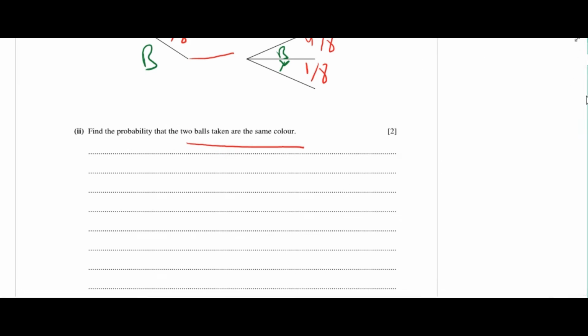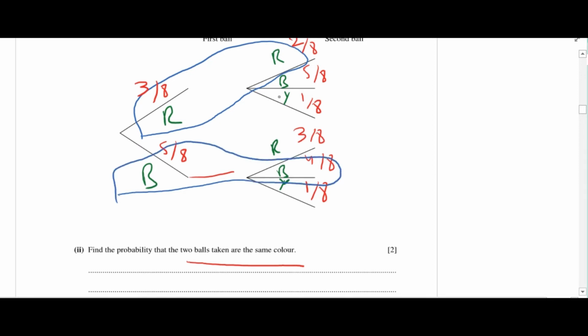Now the second question. He is asking to find the probability that the 2 balls have the same colors. If we go back to our probability tree, we would see that in these areas we are getting both reds, and over here we are getting both blues. So these are the only positions where we get the same color.